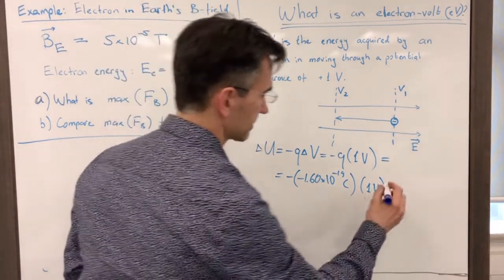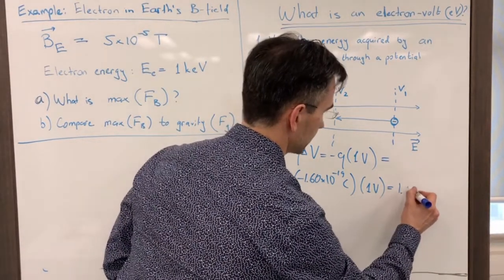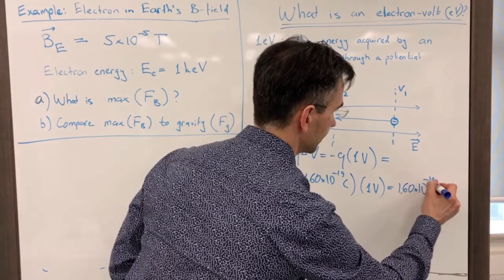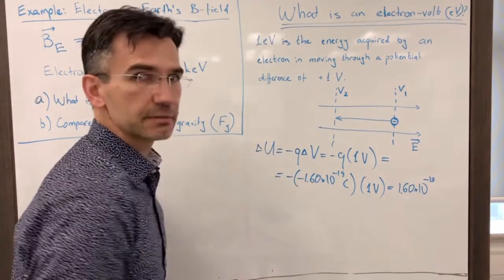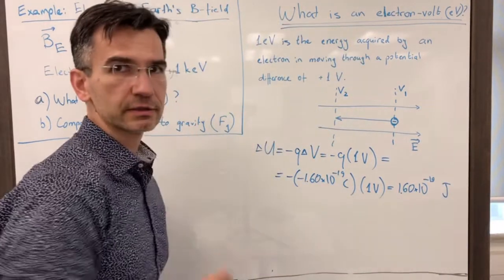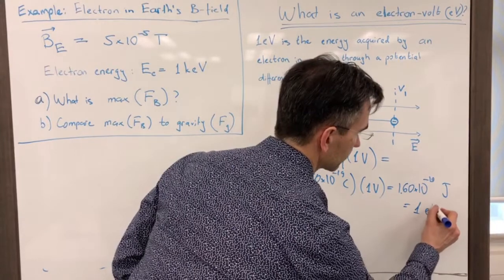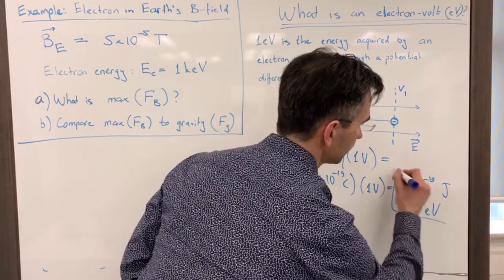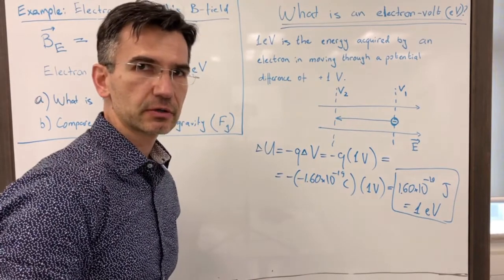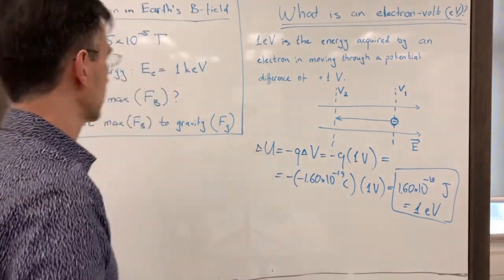The minus signs cancel out, so this is now 1.60 times 10 to the minus 19 coulomb times volt, which is actually joule. So this is 1 electron volt. It's a unit of energy, and is very handy when we're dealing with elementary particles like electrons and protons. So let's go back to our question.